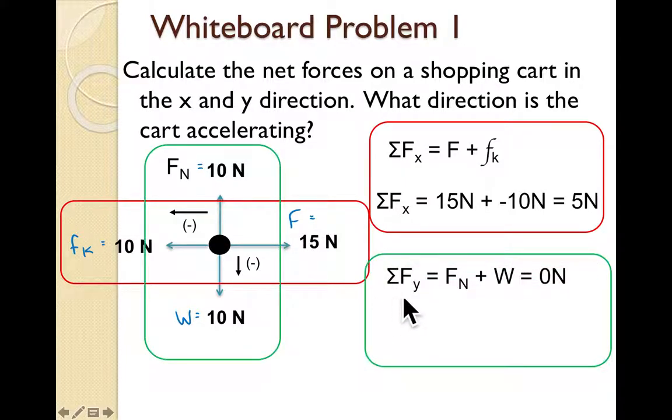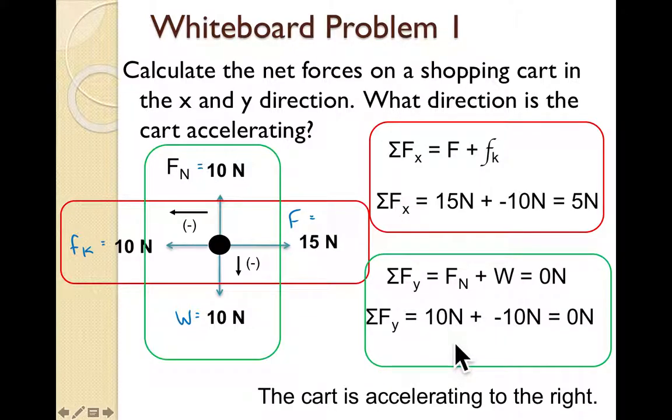Then up and down, we're going to add together the normal force and the weight, and we'll get 0 newtons when we do that, because down was negative, so this weight value will be a negative 10, whereas the normal force was a positive 10. So the cart is accelerating to the right.